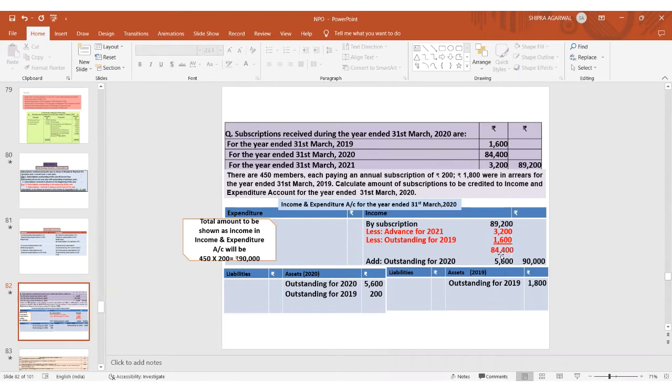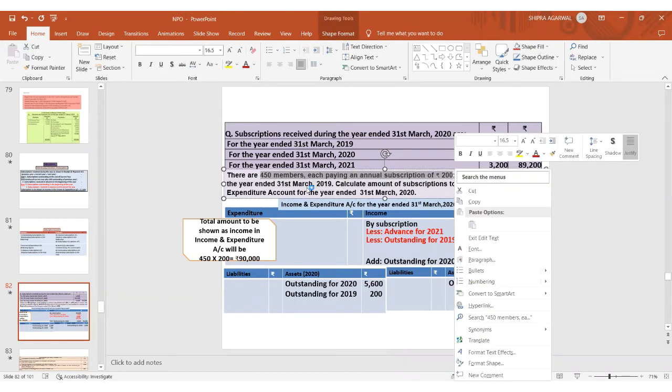This one, and further see the adjustments, because they are saying there are 450 members each paying an annual subscription of 200. 1800 were in arrears for the year ended 31st March 2019. Calculate the amount of subscriptions to be credited to income and expenditure account for the year ended 31st March 2020. No doubt so many things are given to you, but if you want to make your things really simple, you can just have a look at this particular line. There are 450 members each paying an annual subscription of 200.